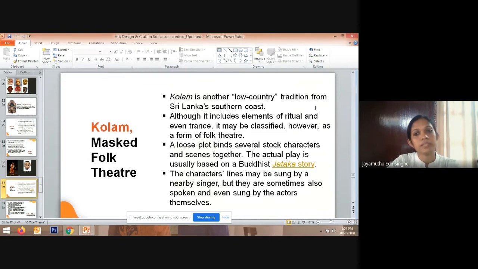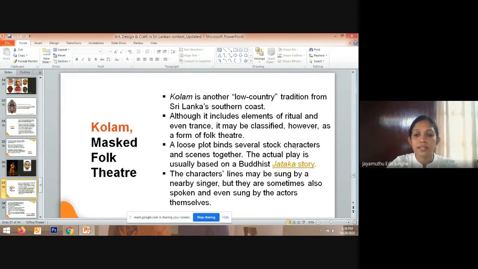And even the kolam masks are again coming from the southern area, coastal area of Sri Lanka, or what we call the low country here. These are a bit sarcastic, and include humor in the kolam performance. These plots bind several stock characters and scenes together. They have different scenes and different stories related to day-to-day things.